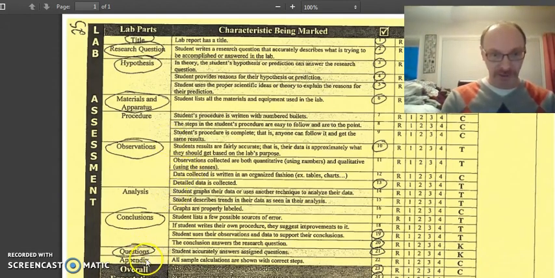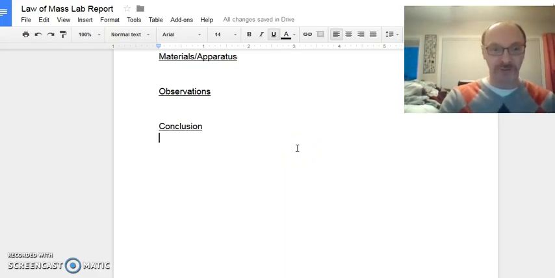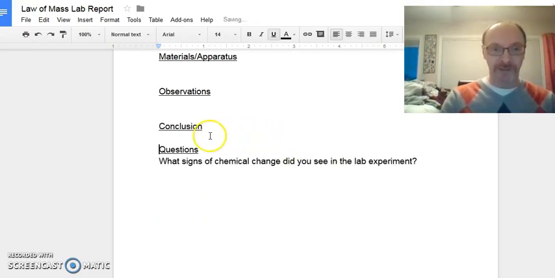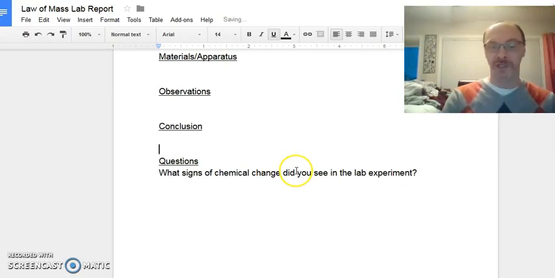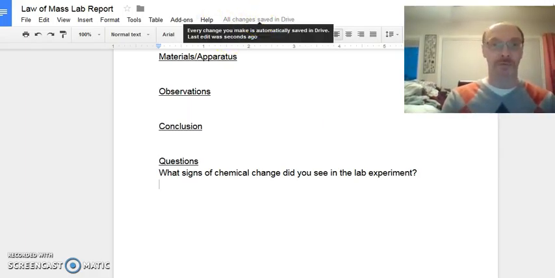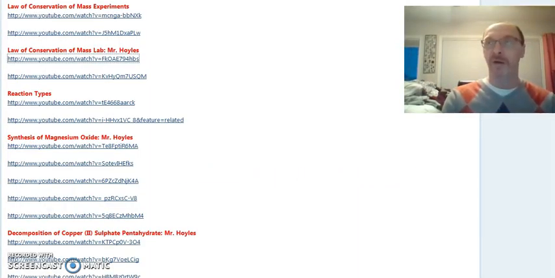Then the last section is questions. Student accurately answers assigned questions. So you need one other section in your report, and that's questions. The question you have to answer is, what signs of chemical change did you see in the lab experiment? So just answer that question right under there. What did you see that indicated that the combination of vinegar and baking soda was actually a chemical reaction? And you can refer to your notes on chemical change to help identify some of those signs or indicators of chemical change.